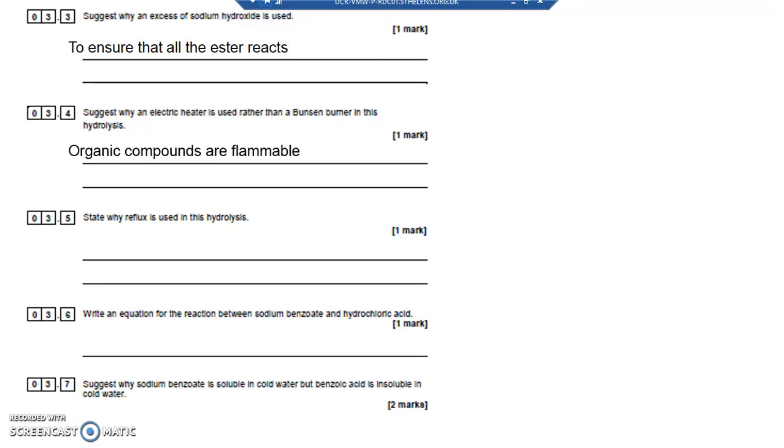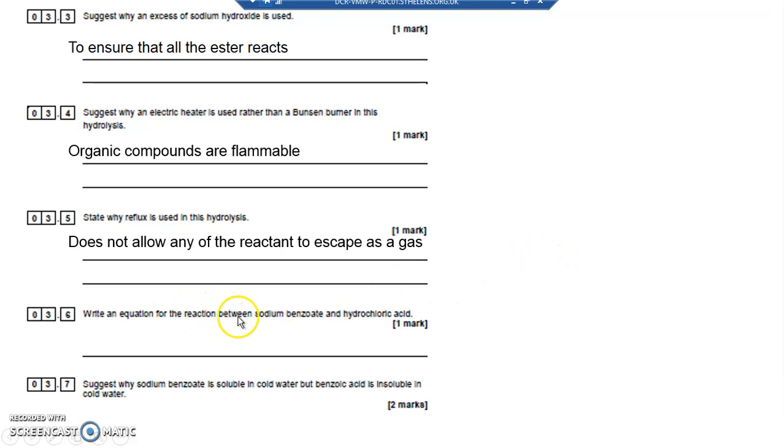State why reflux is used in this hydrolysis. So it doesn't allow any of the reactant to escape as a gas. So what you've got with reflux is you've got a flask, but instead of just heating the flask and allowing the gases to escape, you've got a condenser above it, so that any gases that do escape go into the condenser, cool down and drop back into the flask, and so carry on reacting.